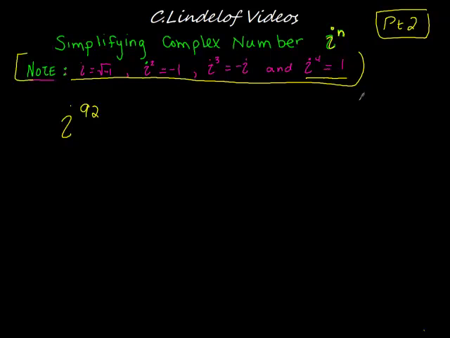Okay, these videos are about simplifying complex numbers. Specifically, what do you do when you have i raised to a power? You look to apply one of the following properties: i is equal to the square root of negative 1, i squared is equal to negative 1, i cubed is equal to negative i, and, more importantly, i to the fourth is equal to 1.